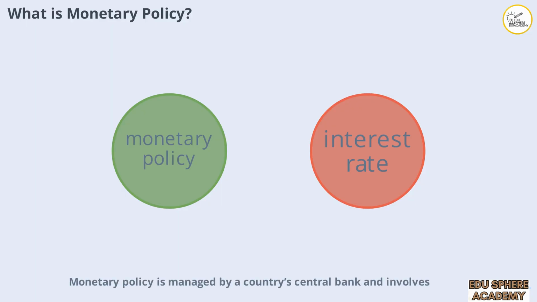Monetary policy is managed by a country's central bank and involves controlling interest rates and the money supply to influence economic activity. By adjusting these tools, central banks can stabilize currency, control inflation, and promote growth. Monetary policy is crucial for maintaining economic stability, especially during periods of uncertainty or crisis. It operates alongside fiscal policy to achieve macroeconomic objectives.